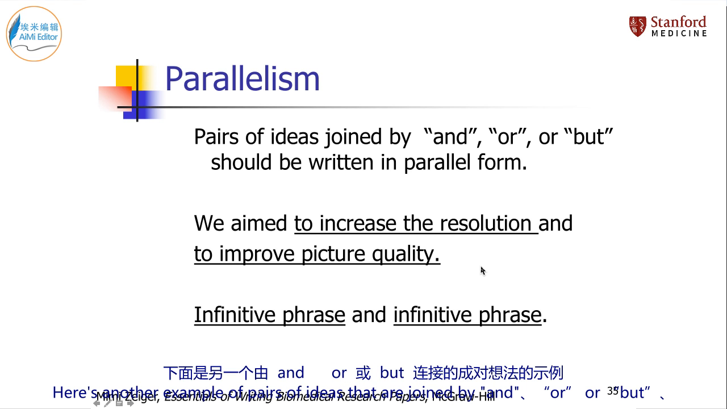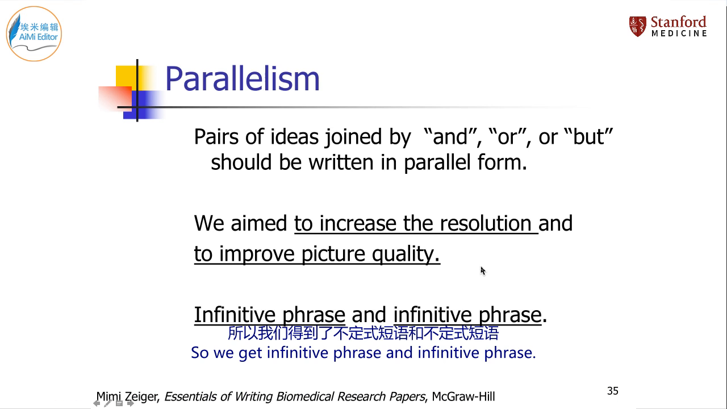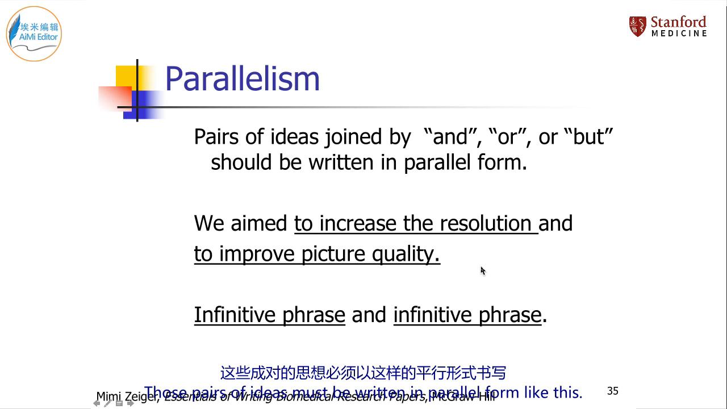Here's another example of pairs of ideas that are joined by and, or but. You would say, we aimed to increase the resolution and to improve picture quality. So we get infinitive phrase and infinitive phrase. Those pairs of ideas must be written in parallel form like this.